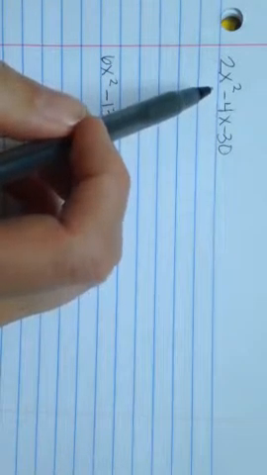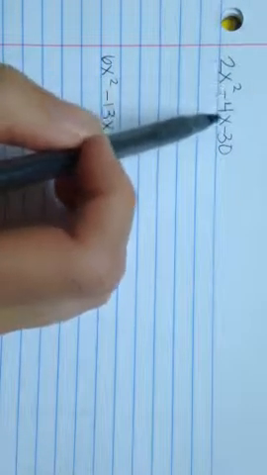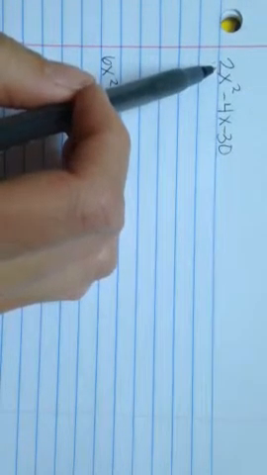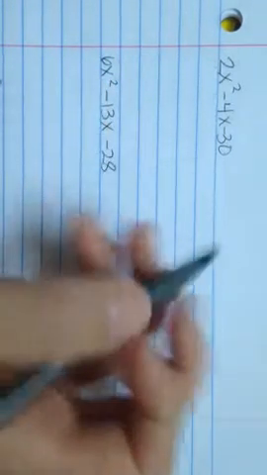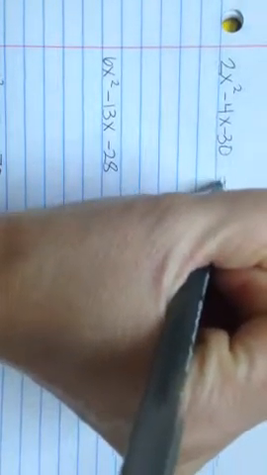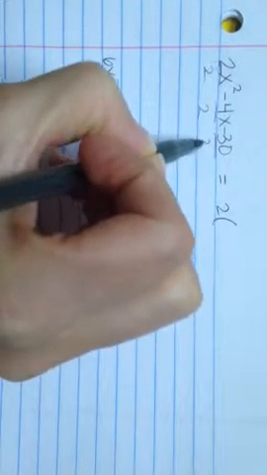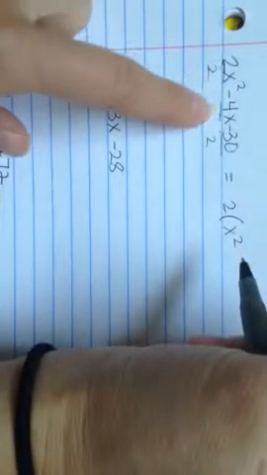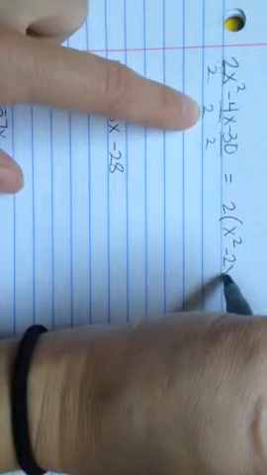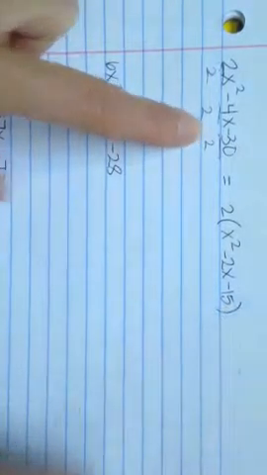And so you find the greatest common factor, so the biggest number. So is there a number bigger than 2? No, since that's 2, you can't get a number bigger. So then that means that 2 is going to go on the outside. So then I'm going to divide each of these by 2. So then we're just going to have x squared. Negative 4 divided by 2 is negative 2x. Negative 30 divided by 2 is negative 15.